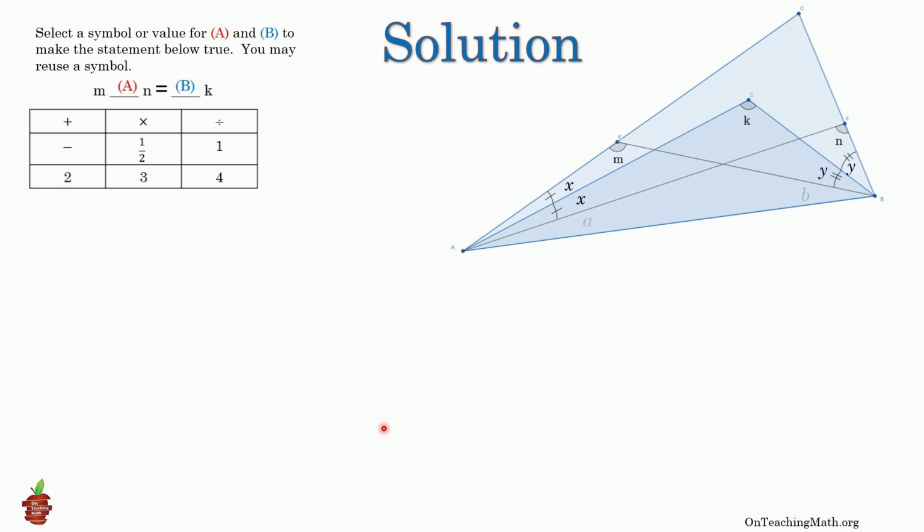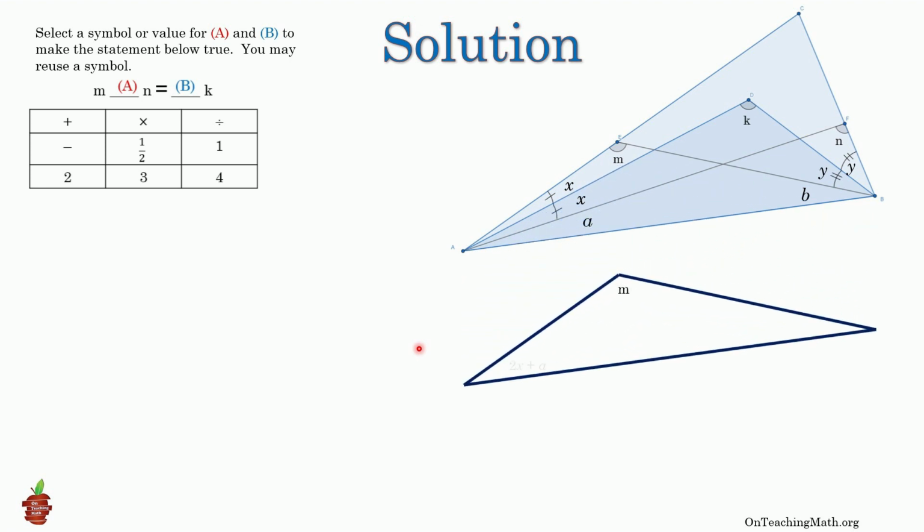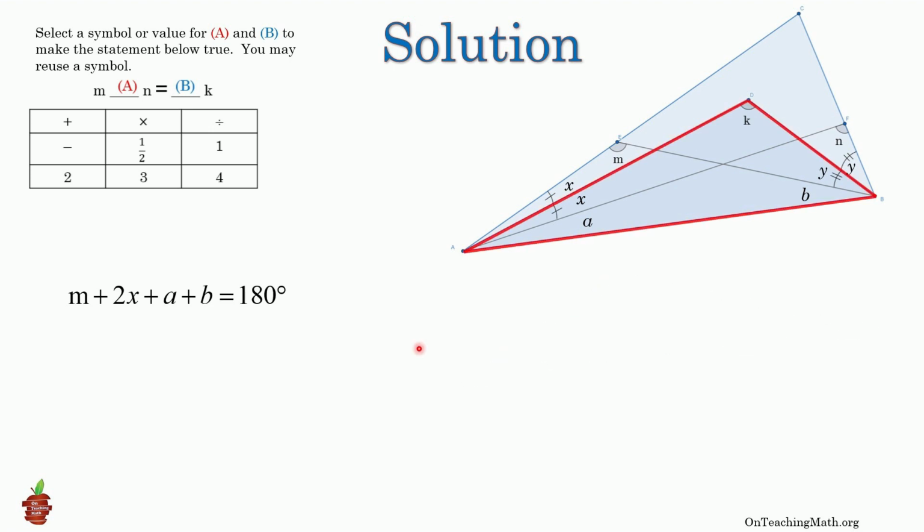So first things first, we went ahead and labeled each of the angles, right? And we decided to use all of the triangles we're dealing with, the ones with the angles M, K, and N. All three of those have a common side AB. So label those other angles, and we wrote some equations for each triangle. So we have this triangle right here. The angles are M, 2x plus A, and B, and all three of those angles add up, of course, to 180 degrees. We did the same thing for the triangle with the angle K.